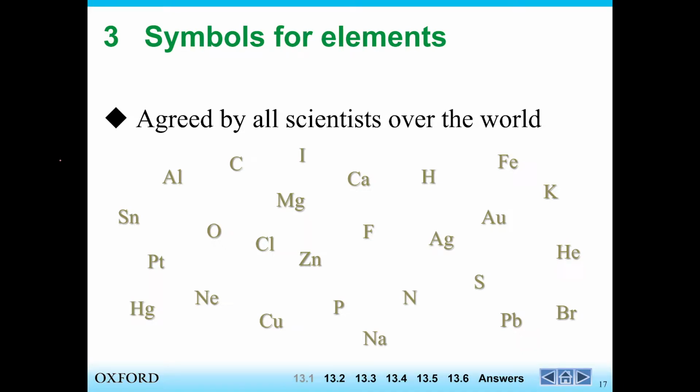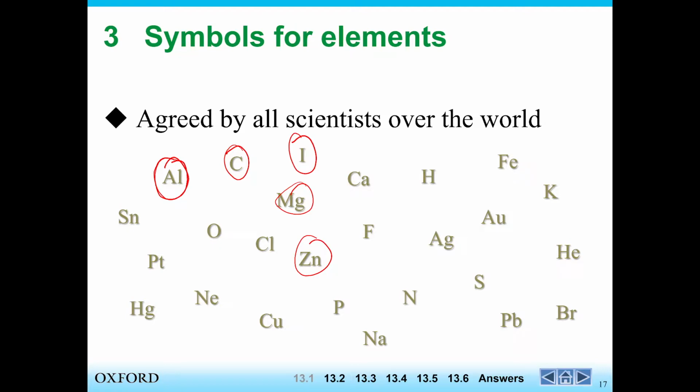Well, every time, for example, here I have aluminium, magnesium, zinc. If I have a bunch of elements and every single time I have to call, type or write out the name, it's a huge hassle. So to simplify things, we've come up with a system of atomic symbols. These symbols that you see in front of you are agreed by all scientists over the world.